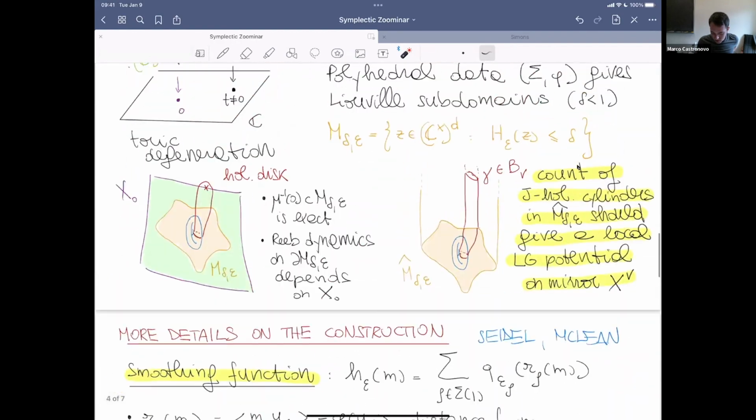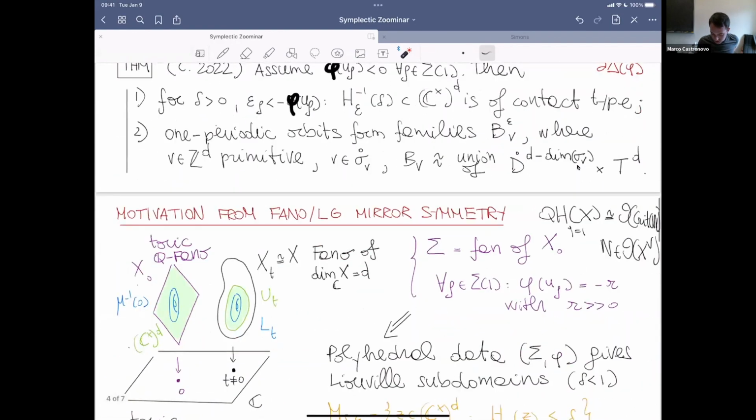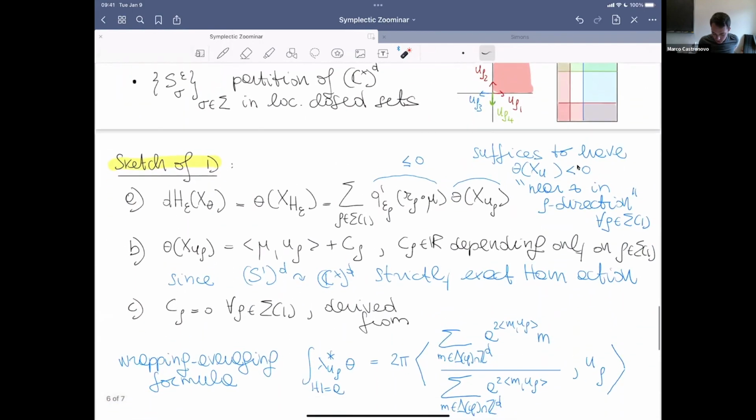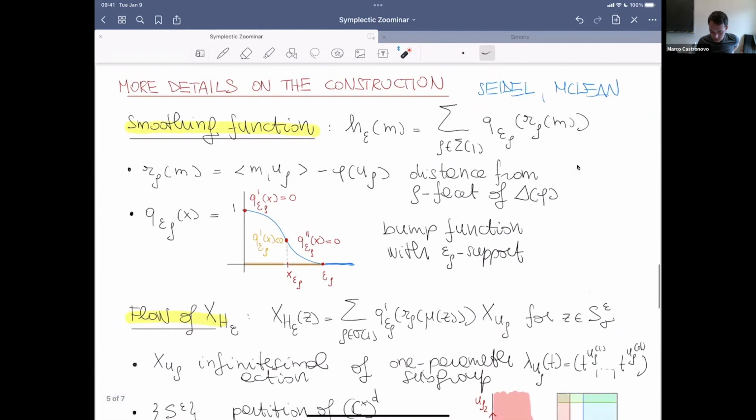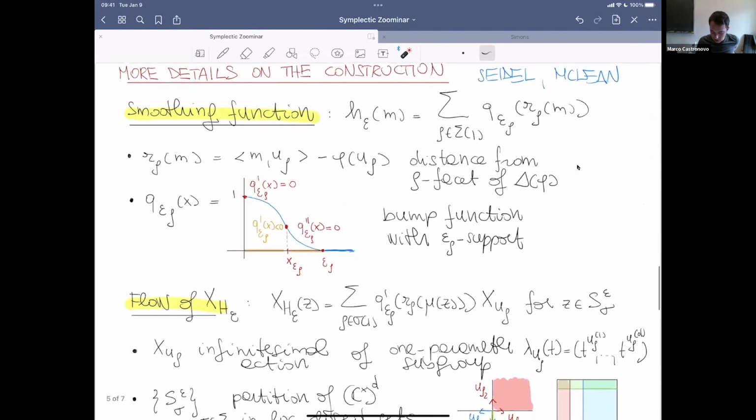Okay, so how do you prove that these hypersurfaces are contact type? Contact type really means that dH applied to the Liouville vector field needs to be positive. So this is theta, our Liouville form, applied to X_H, but thanks to the explicit formula for the flow, this is a sum of derivatives of these bump functions times theta applied to infinitesimal actions of one parameter subgroups. And if you choose these bump functions carefully, these derivatives are negative. So this is the choice of bump functions I'm taking.